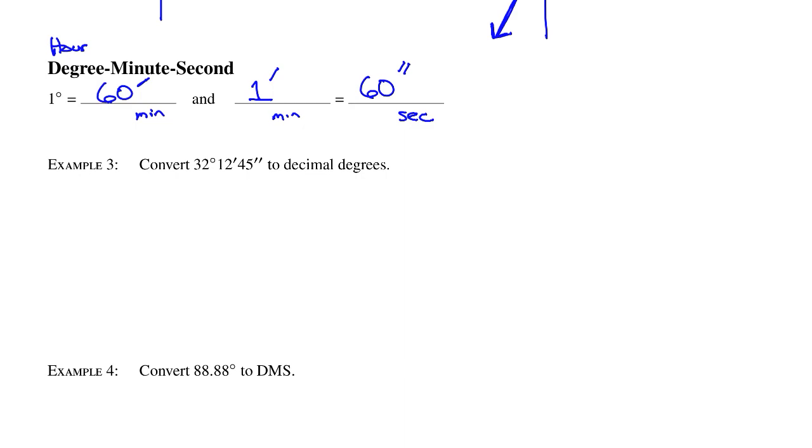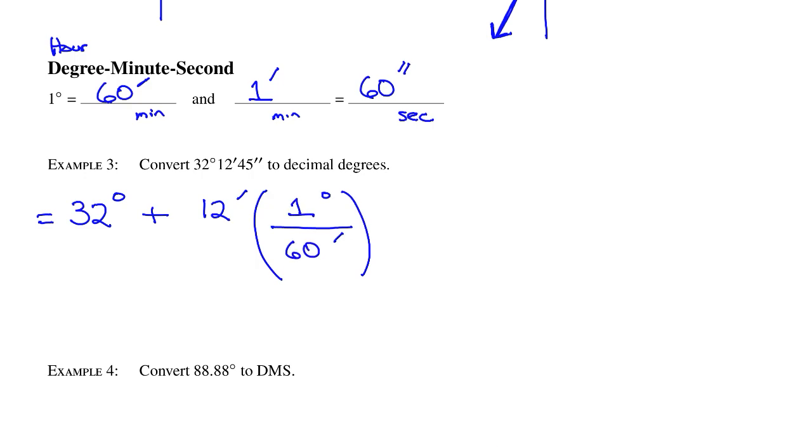Example 3, convert 32 degrees, 12 minutes, 45 seconds to decimal degrees. In other words, we just want to represent it in degrees and use decimals as much as possible. Well, we know it's going to be 32 degrees. Then we have 12 minutes, so I need to convert 12 minutes into degrees. And the question is, how many degrees for how many minutes? Well, 1 degree is equal to 60 minutes.